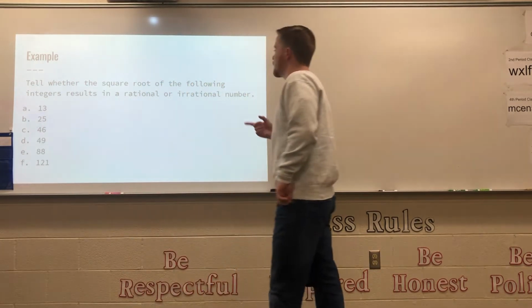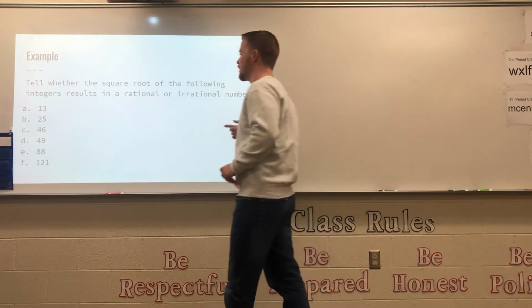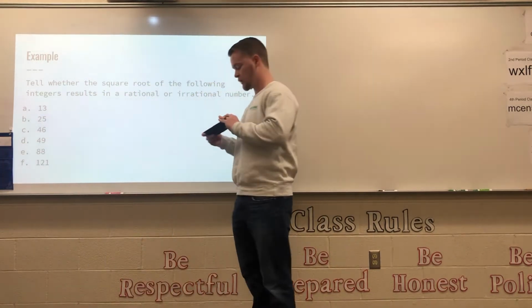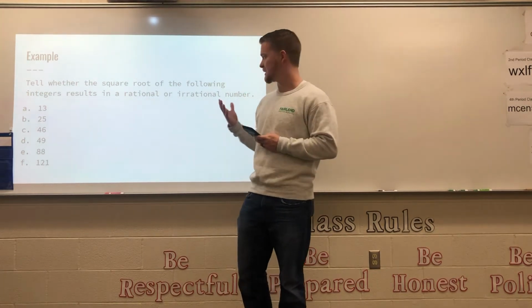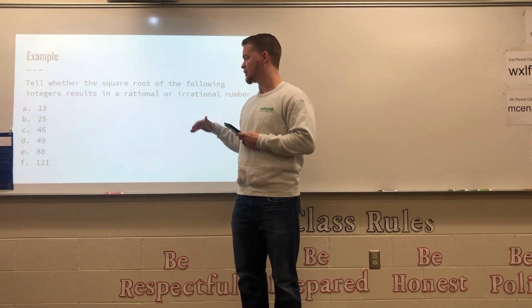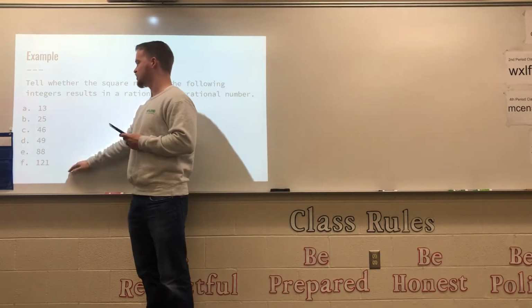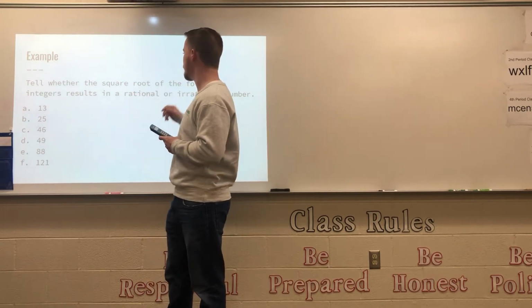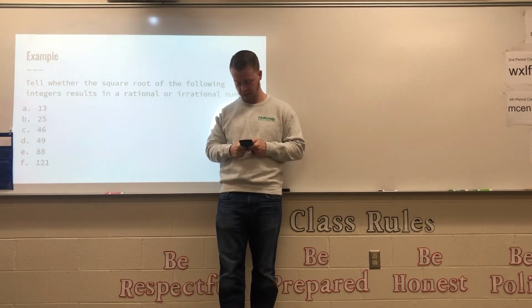So let's look at examples. This says, tell whether the square root of the following integers results in a rational or irrational number. All you're doing here is taking your calculator and taking the square root of each of these numbers. If you took the practice test, you probably saw a question just like this. There's a question on a past state test that gives you a bunch of integers and asks which ones are rational, which ones are not.